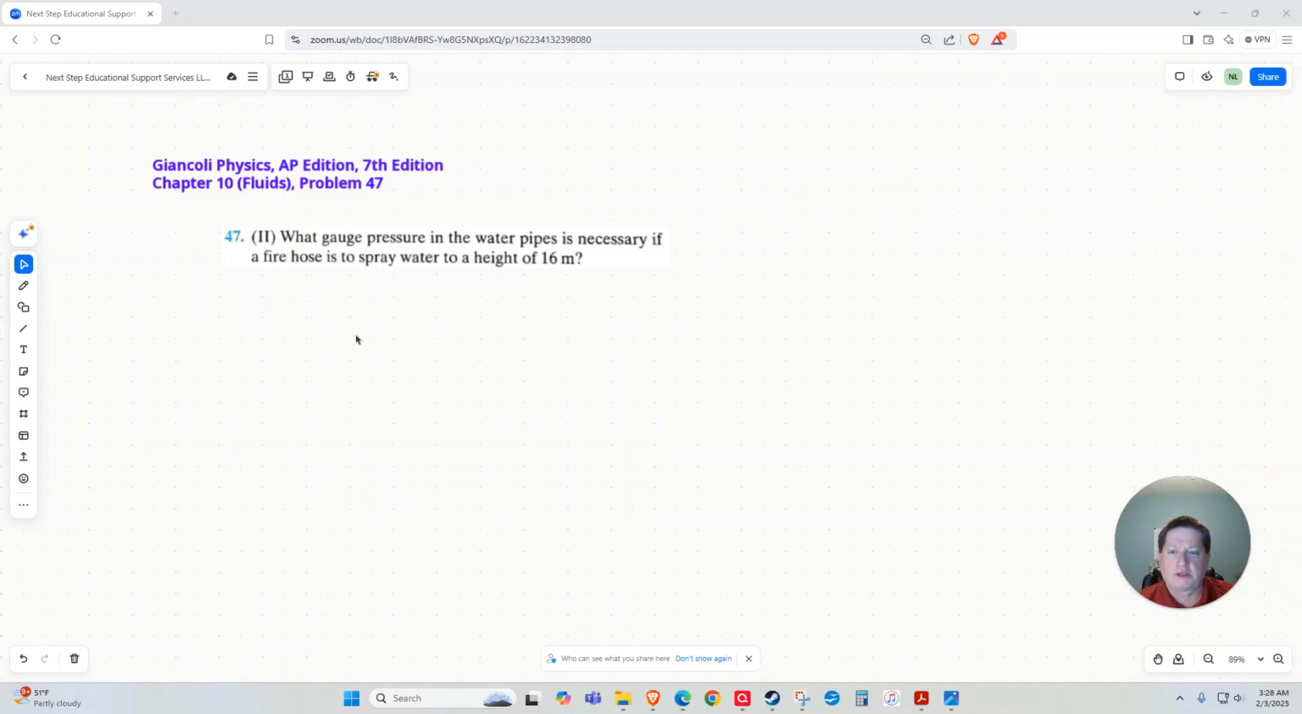That problem reads, what gauge pressure in the water pipes is necessary if a fire hose is to spray water to a height of 16 meters? So go ahead and wrap your brain around that problem. Come on back when you're ready to compare your plan.